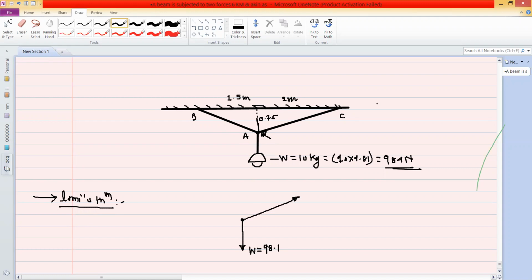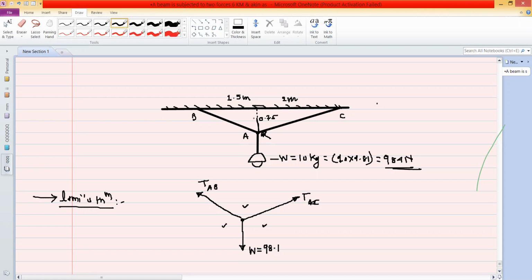Then there is a tension in the cable AC. So this is the tension vector, tension AC. So this tension AC is unknown. Then there is a tension AB. Now to use the Lamè's theorem, we must know the angles. So angle between tension AC and AB, angle between tension AB and W, and angle between W and tension AC.